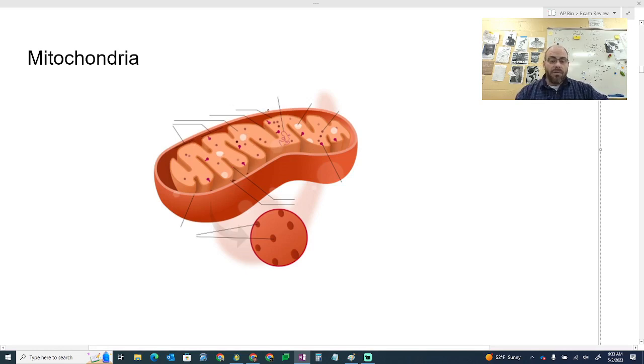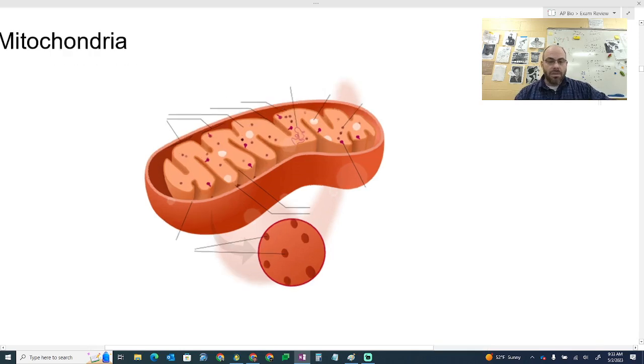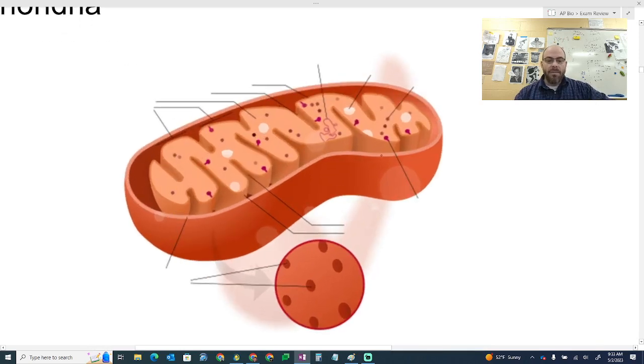Mitochondria are different among cellular components in that not only are they a membrane-bound organelle, but as you can see, they have two membranes. We have this outer membrane and an inner membrane that has a series of folds in it. These folds are going to allow for increased surface area to volume ratio, which increases the availability of work.